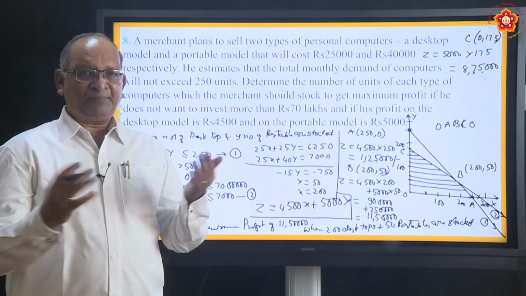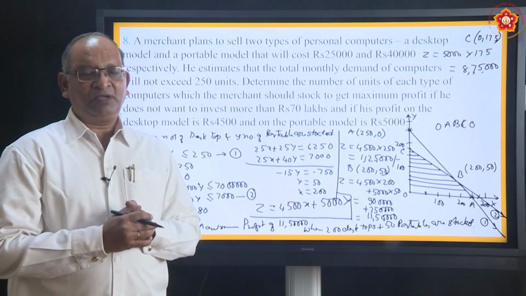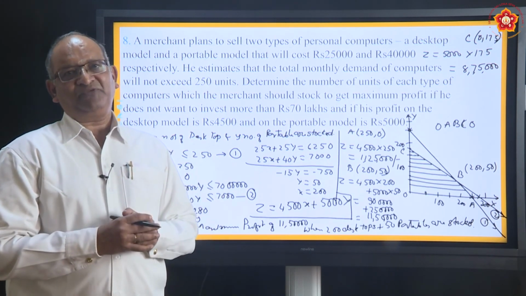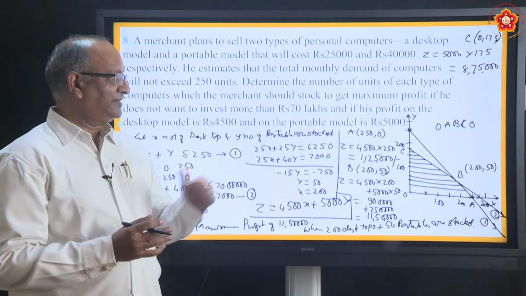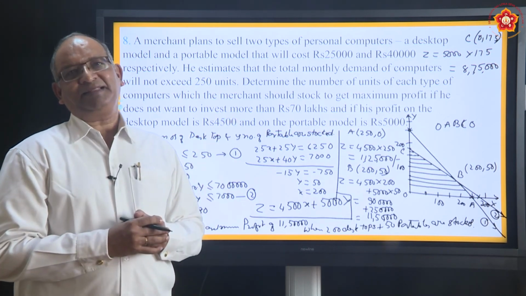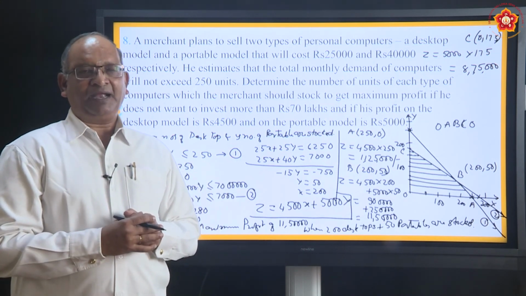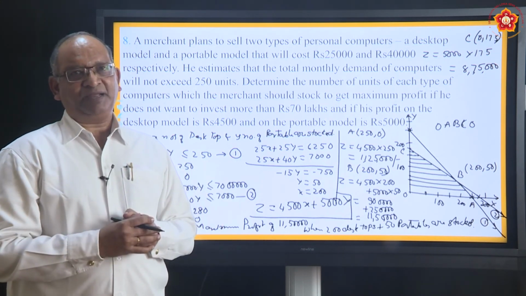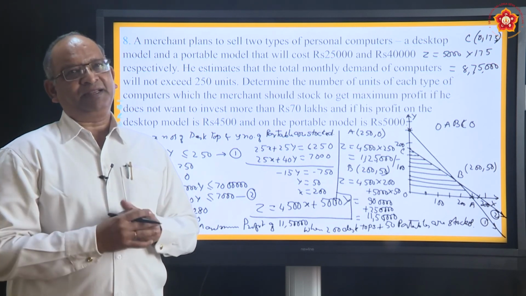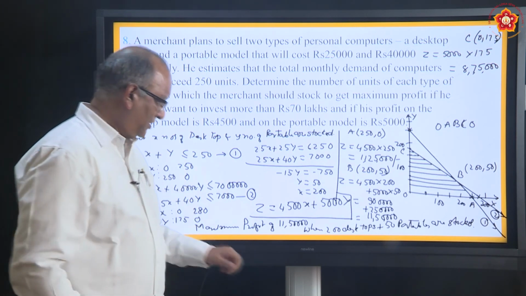So, one problem we have solved on diet, another problem we have solved on manufacturing units, and this is the problem about selling the units. Tomorrow we are going to take up 3 more types of problems, and we will learn the linear programming. Okay?